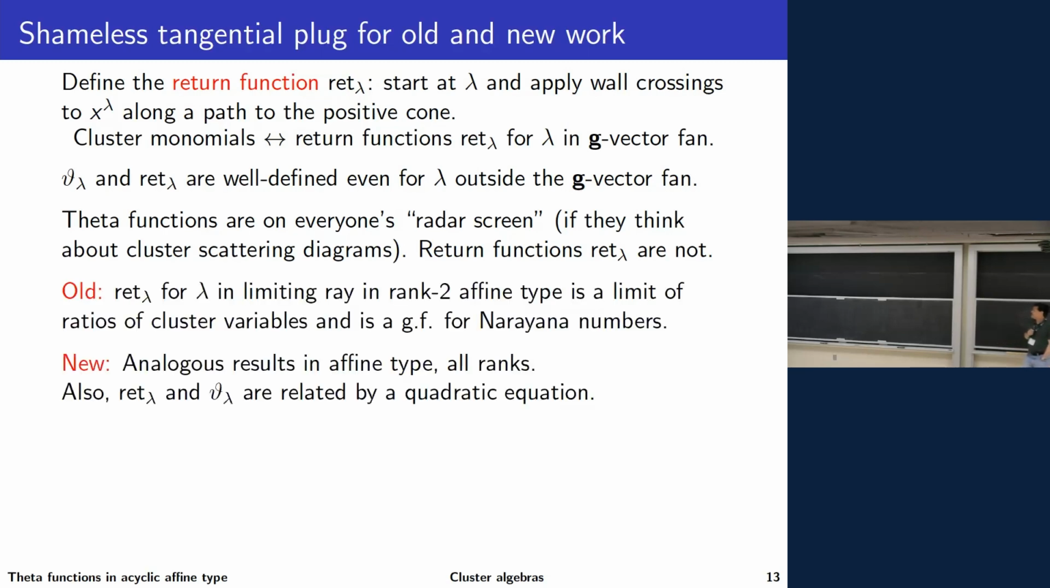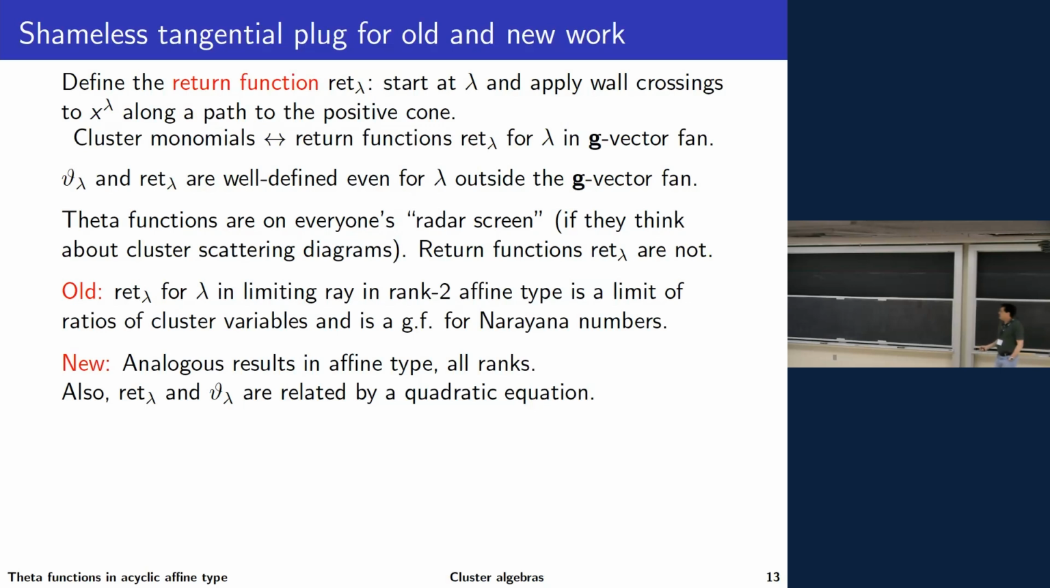But old work. The return function, if we're in rank 2, so this would be a quiver with two vertices and two parallel arrows, or affine A1 tilde if you like. And you do that return function for the limiting ray, then you get this thing that's a limit of ratios of cluster variables, and it's also like a generating function for the Narayana numbers, and it's kind of fun.